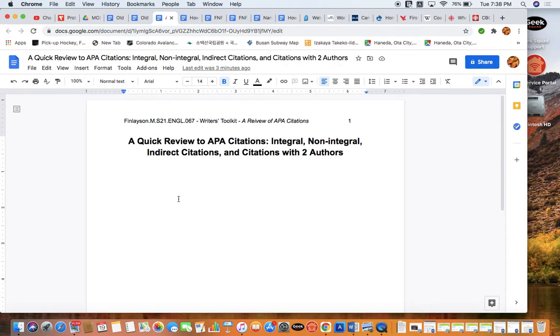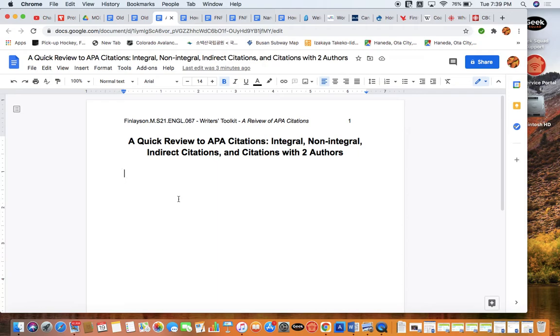Continuing on with our theme of practicing our writer's toolkit skills in order to prepare for essay writing, we'll have a quick look right now at a review of some of the APA strategies that we've learned so far. So we're going to go through integral, non-integral, indirect citations, and also various citations that may have two authors. So let us do that now.